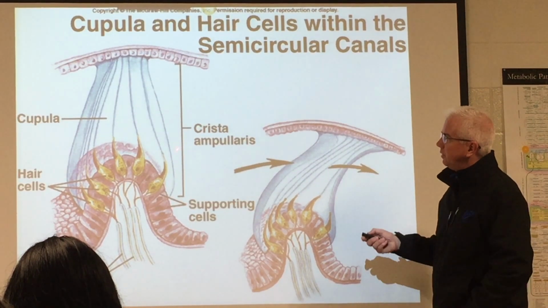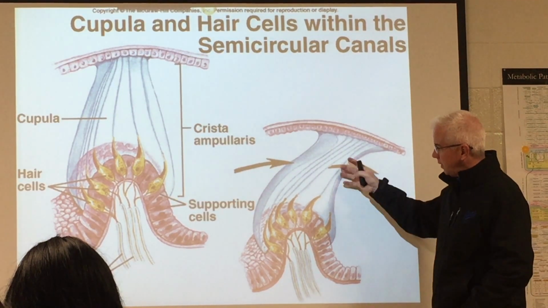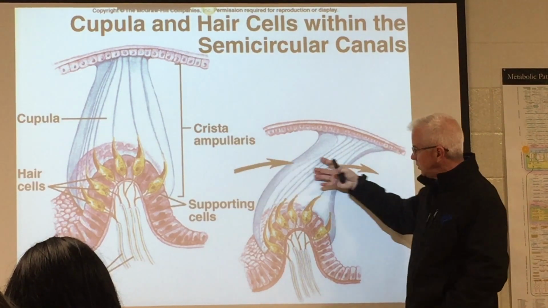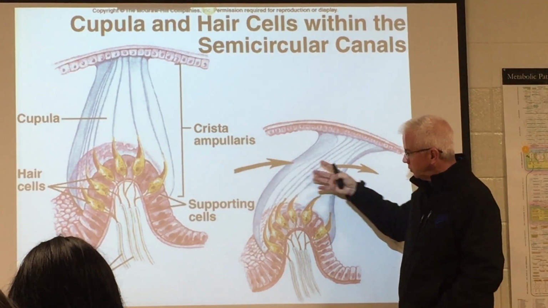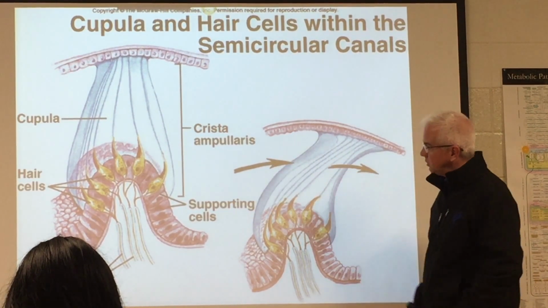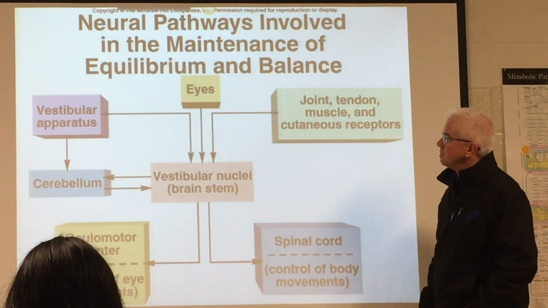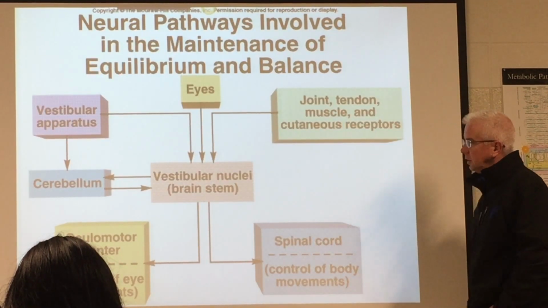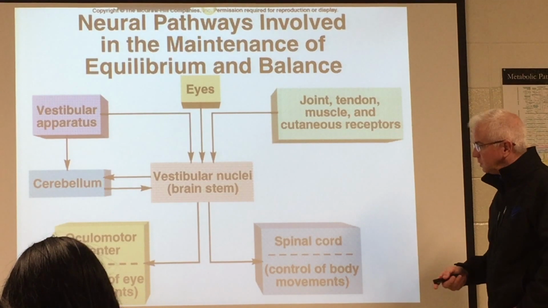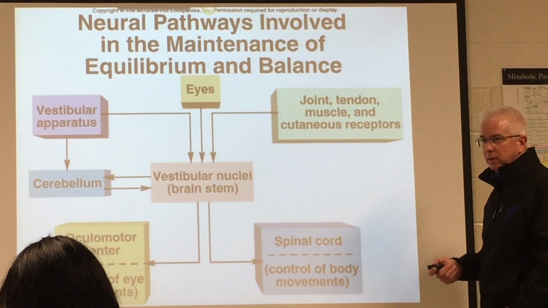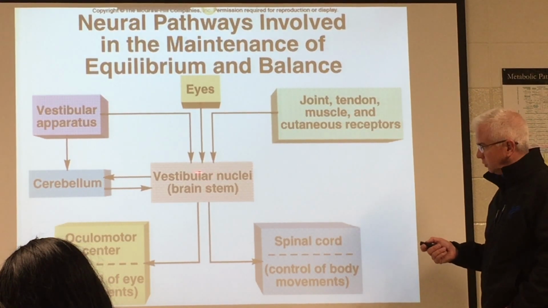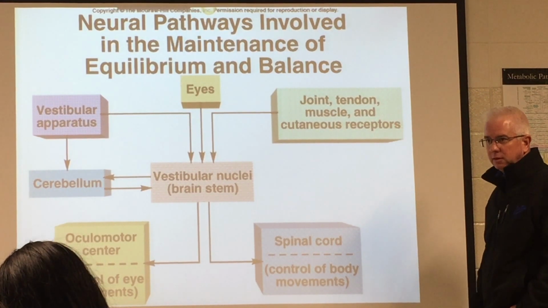So this is a blow up out of here. You can see the cupula here and how they would bend whenever the fluid passes through this membrane. It catches the hair cells and bends them. Now this is a question that Dakota asked, and he is absolutely spot on. The key moment in balance is a group of nuclei found in the brainstem.